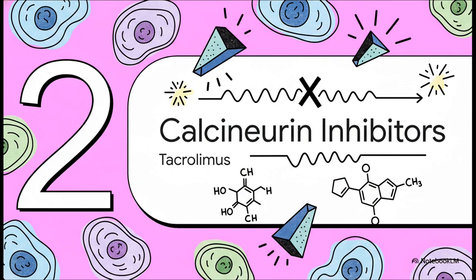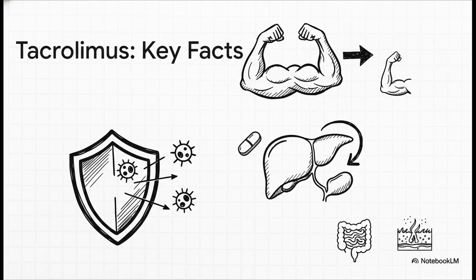All right, so let's look at our first weapon in this fight. It's a major one. We're talking about a class of drugs called calcineurin inhibitors. And within this class, we're going to focus on the king, the main player you will encounter day in and day out, tacrolimus. So you might be asking, why is tacrolimus the go-to drug? Well, first off, it's a beast, a really powerful immunosuppressant from the macrolide family. It's generally preferred over the older one, cyclosporin, simply because it's stronger. It's better at shutting down that initial acute rejection.